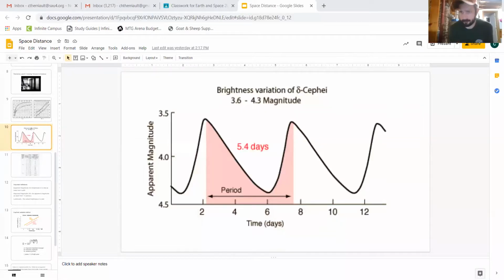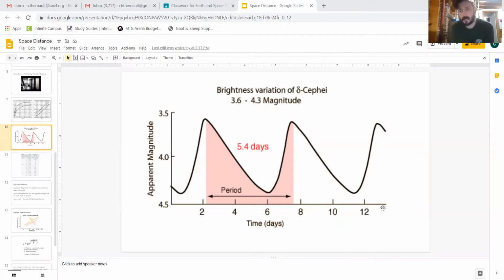So this video will be quicker than what I lectured on before. It will describe how to calculate the distance to a Cepheid variable star. So we'll do delta Cephei, which was our first example in class, and I will go through that process. So the process starts with a light curve.